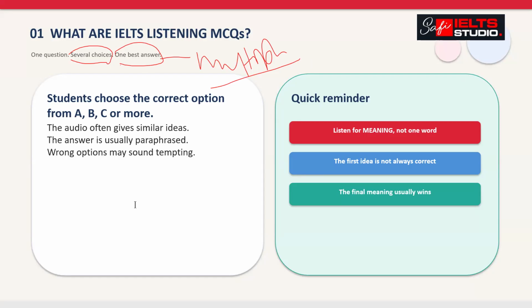Students choose the correct option from A, B, C, or more. The audio often gives similar ideas. The answer is usually paraphrased. Wrong options may sound tempting. So you need to keep in mind: first, listen for meaning, not for words. The first idea is not always correct, and the final meaning usually wins. We will study these points in today's lecture, one by one, in more detail.